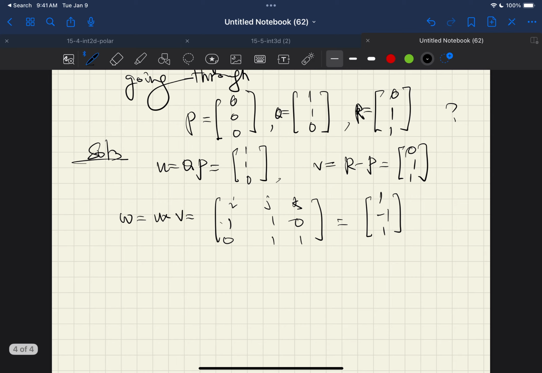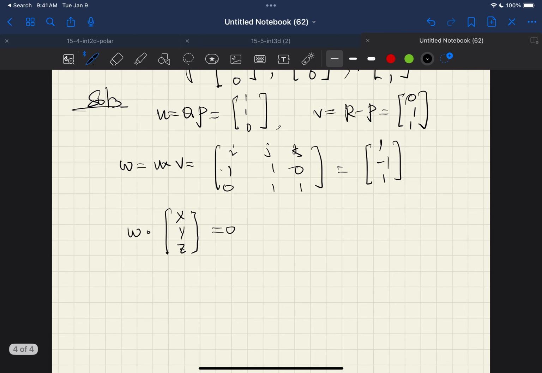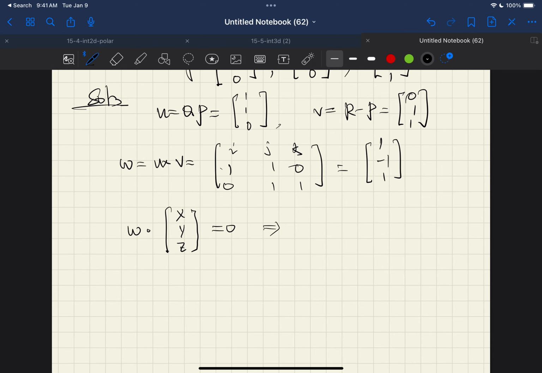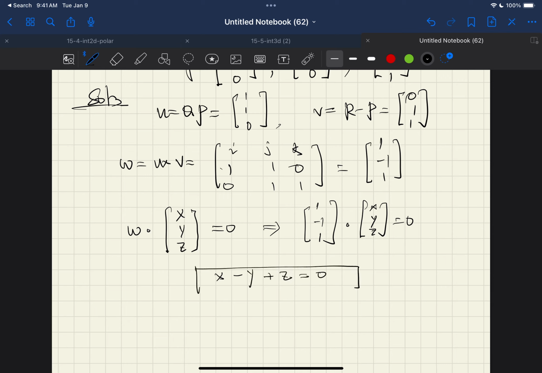And then the equation is that (X, Y, Z) minus (X0, Y0, Z0), which is 0, 0, 0, dotted with W equals 0. So that means 1, negative 1, 1 dot product (X, Y, Z) equals 0. So component-wise multiplication gives this. This is the plane equation.